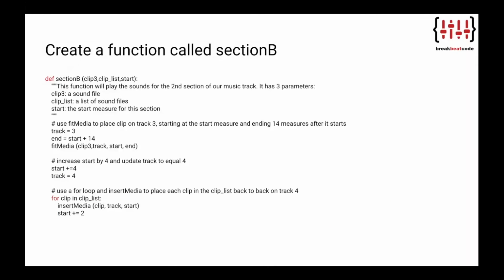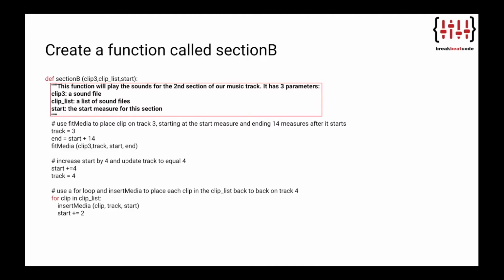Now we'll create another function called section B. First, we use the def keyword like this. Def section B, clip 3, clip list, start, in parentheses, followed by a colon. We see the description of the function in the docstring. This function will play the sounds for the second section of our music track. It has three parameters, clip 3, which is a sound file, clip list, which is a list of sound files, and start, which is the start measure for this section.